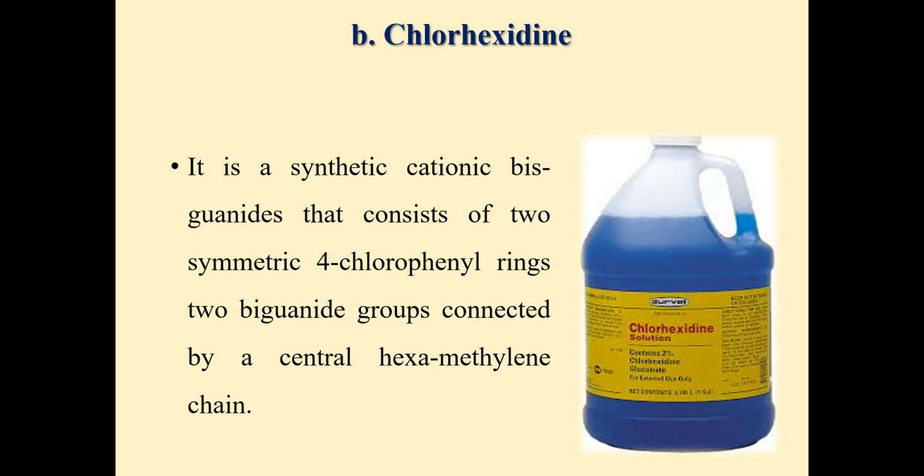Coming on to the second, chlorhexidine. It is a synthetic cationic bisbiguanide that consists of 2 symmetric 4-chlorophenyl rings and 2 biguanide groups connected by a central hexamethylene chain.